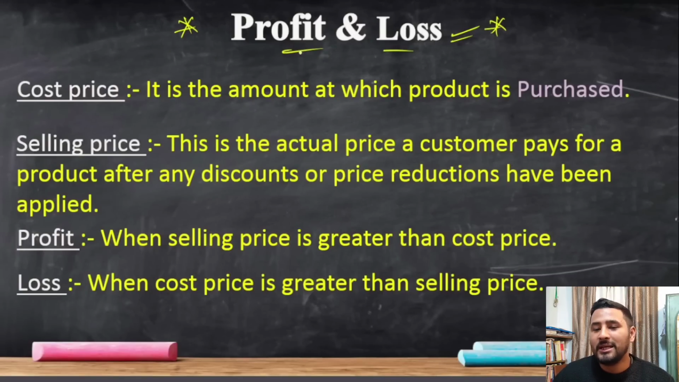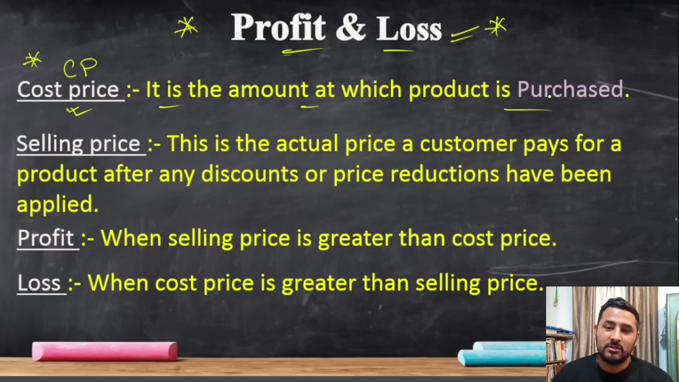First of all, before beginning profit and loss, you should understand some of the terms that are used while doing the sum of profit and loss. Okay, so let us see what those are. First thing that you should know is cost price, or you can also write it as CP. So what is cost price? It is the amount at which a product is purchased.